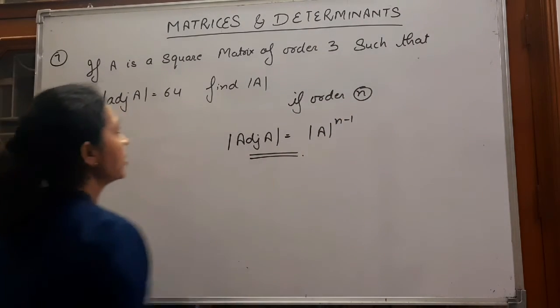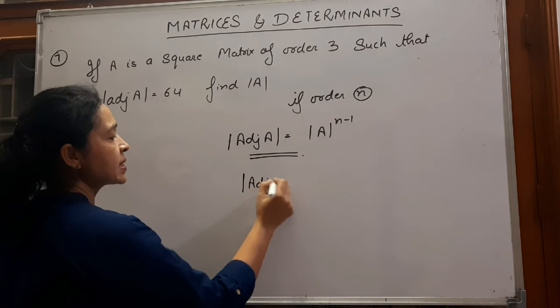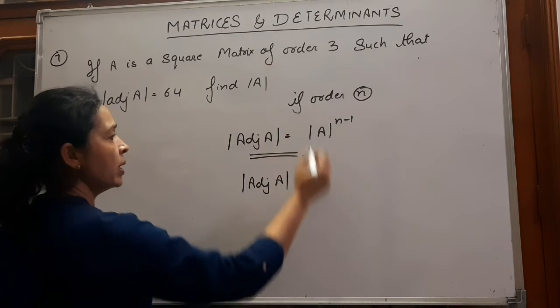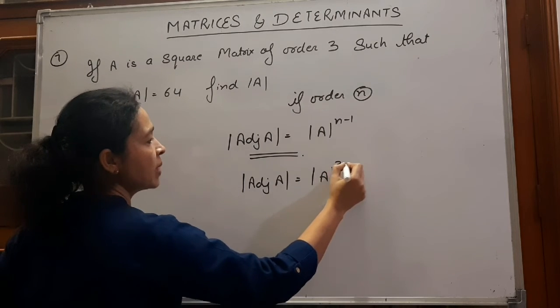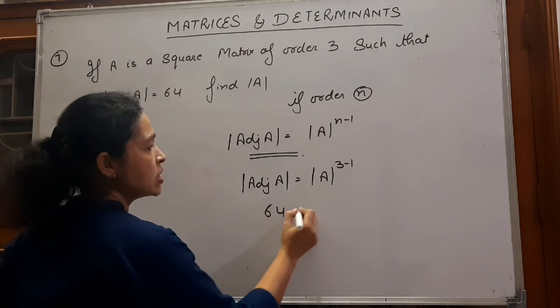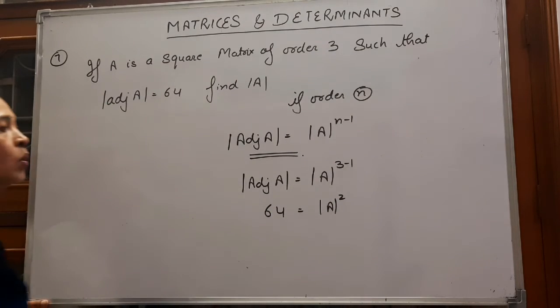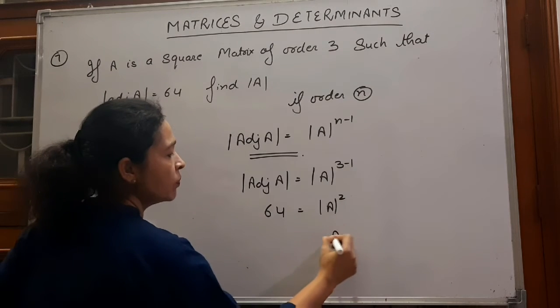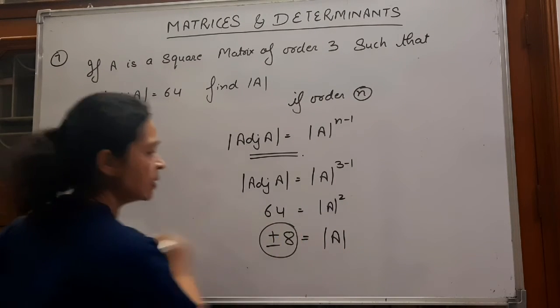This is our formula. Now, in this case our order is 3, so determinant of adjoint A will be equal to determinant of A to the power 3 minus 1. Determinant of adjoint A is 64, which is determinant of A to the power 2. So what will be the value of determinant of A? Plus minus 8. This is our answer.